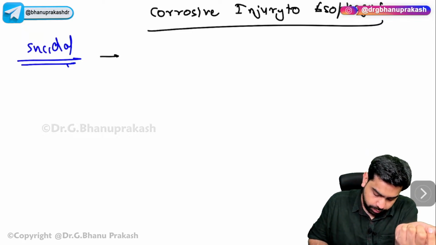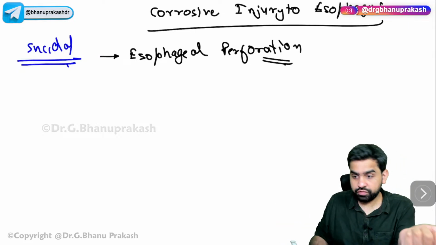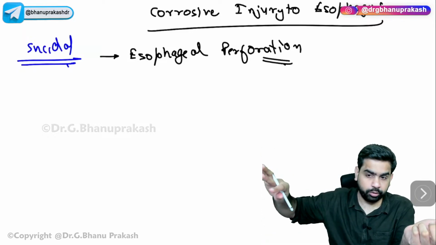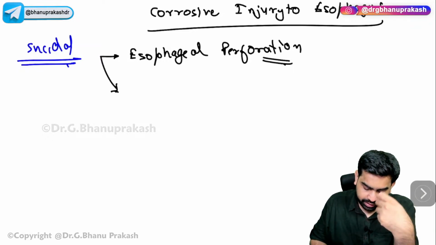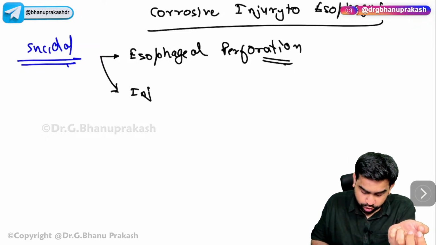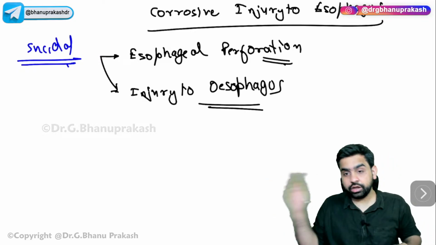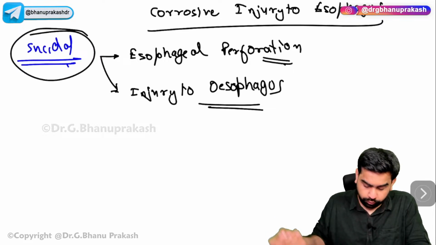So the patients can come to you in the form of an esophageal perforation. That is a very grave situation, because now the acid or alkali has reached the mediastinum and it is causing mediastinitis and other problems in the mediastinum. That is a very bad scenario. On the other hand, there can also be just an injury to the esophagus, and that's it. Just the lining of the esophagus is getting injured. I hope you're able to understand this point. So this is what you need to understand about it.